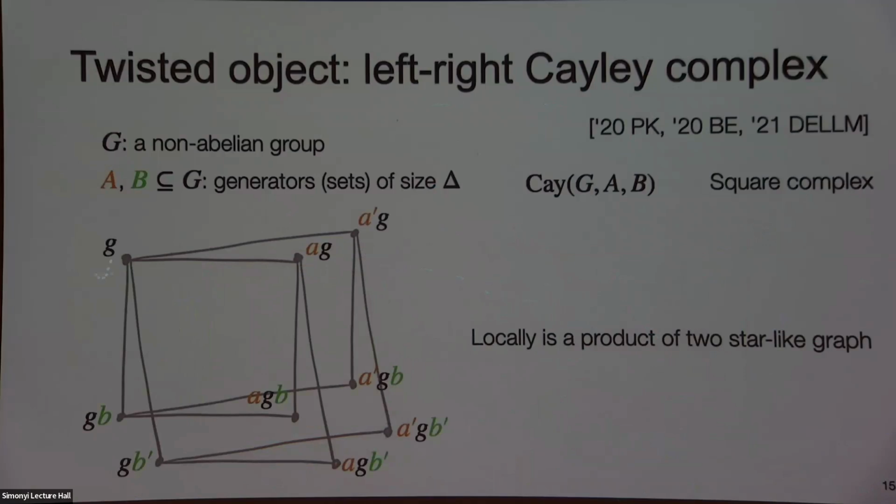If you look at the structure around a vertex G over here, it's connected to AG, A prime G, different things, and then GB, different things. You can see that for every pair, you can construct another vertex on the bottom right. So really the structure is like a product of star-like graphs: 2 stars, one over here and one over here.